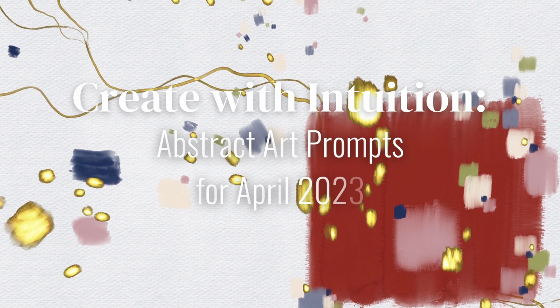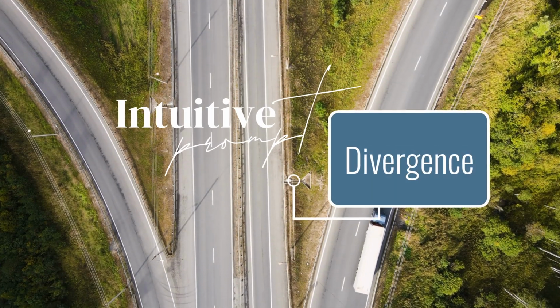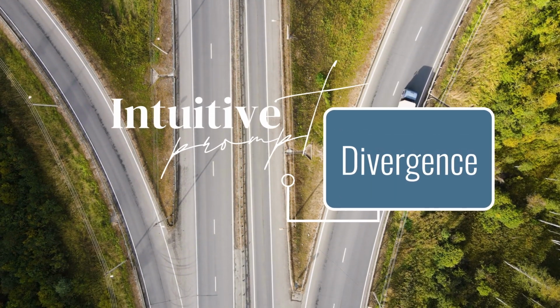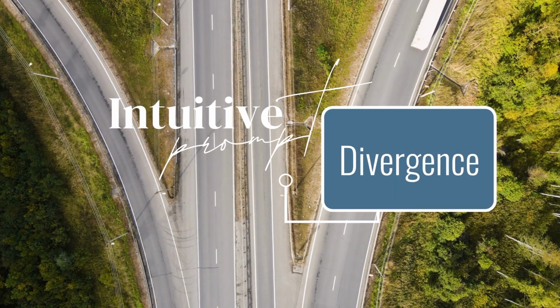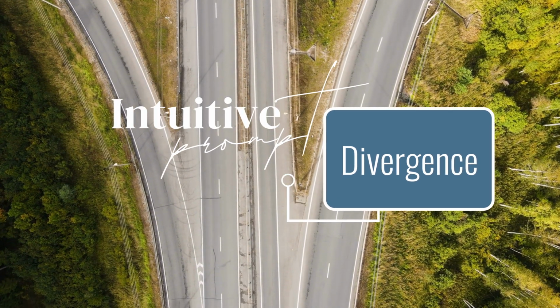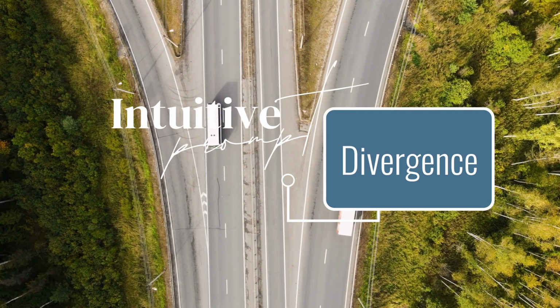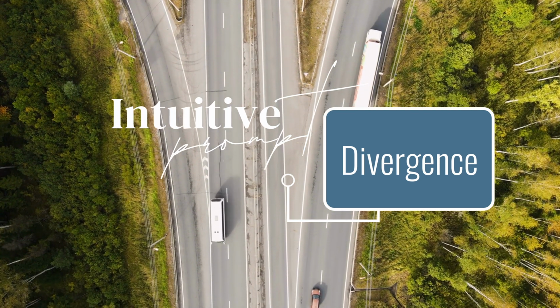Today we're going to do another installment of Create with Intuition, a monthly practice where we explore intuitive and visual art prompts. This month's theme is Divergence, which is the point where two things split off from one another. I find this concept fascinating because it has so many meanings in different fields of study, and it also reminds me of neurodivergence. So I wanted to explore 5 different questions which can help us interpret this prompt.